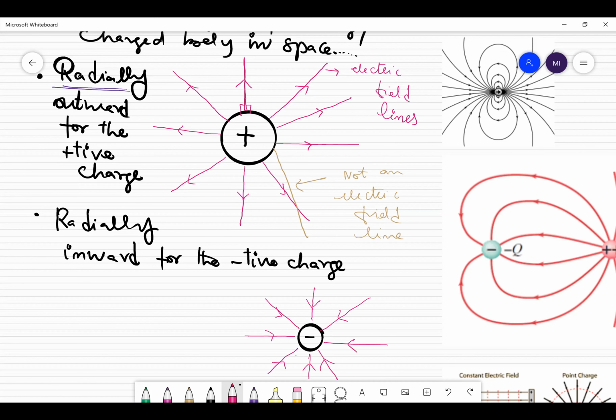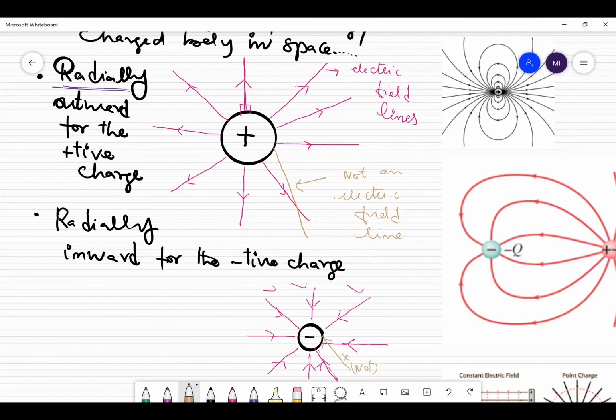So it indicates the electric field. So this is a field line, this is a field line. But if I want to draw this one, is this a field line? No, this is not a field line. Why? Because it is not radially drawn. Radially means making 90 degrees from the surface.